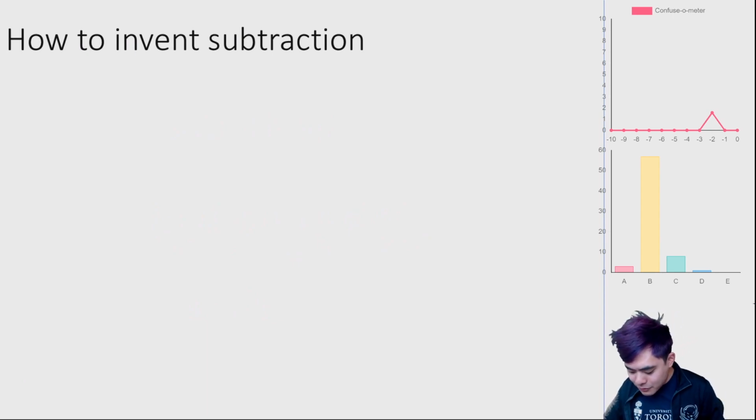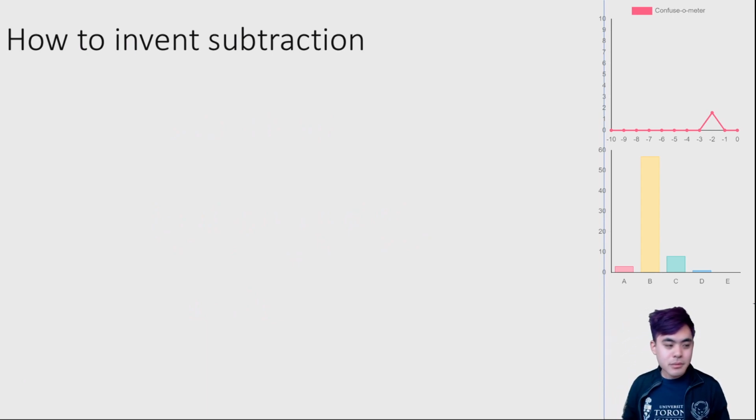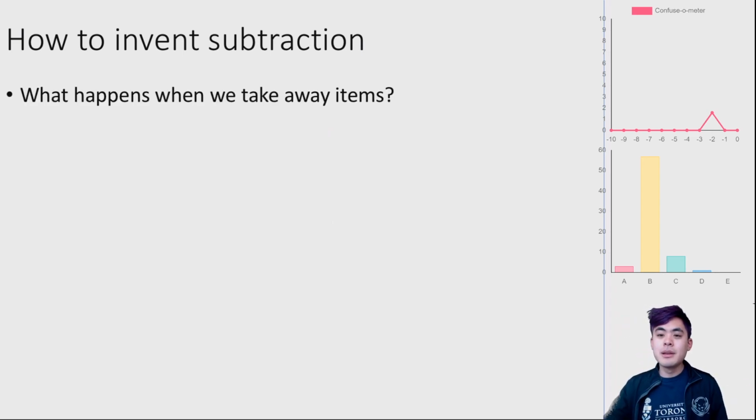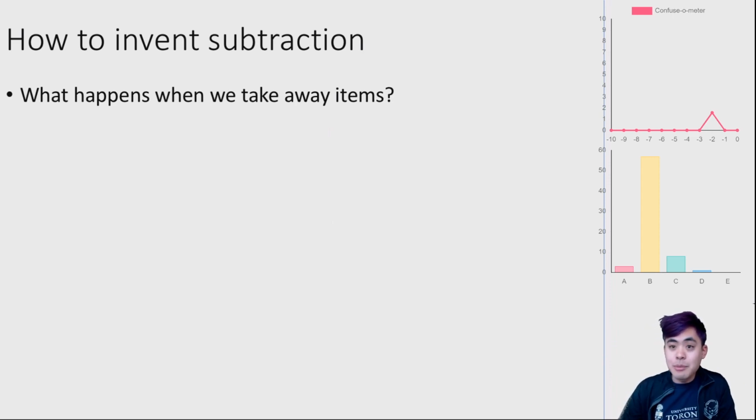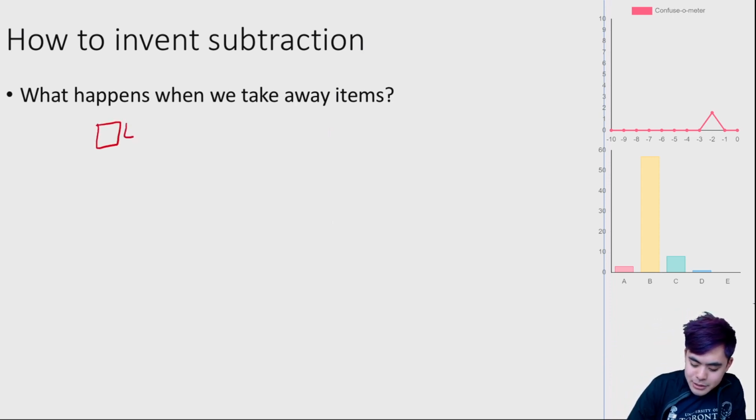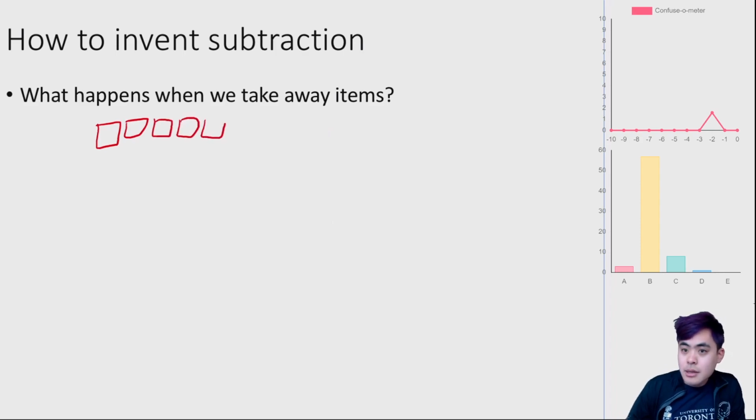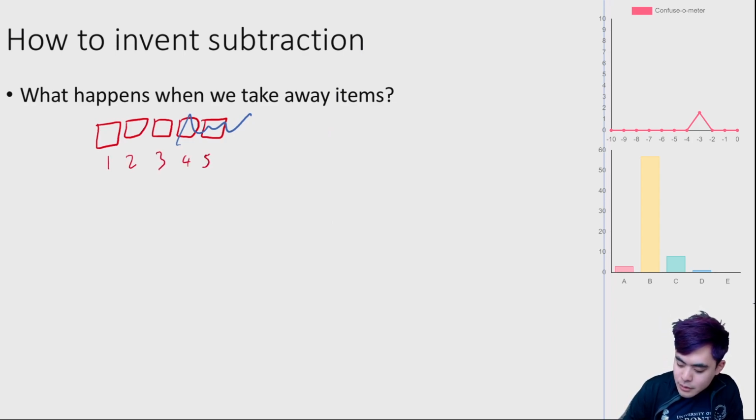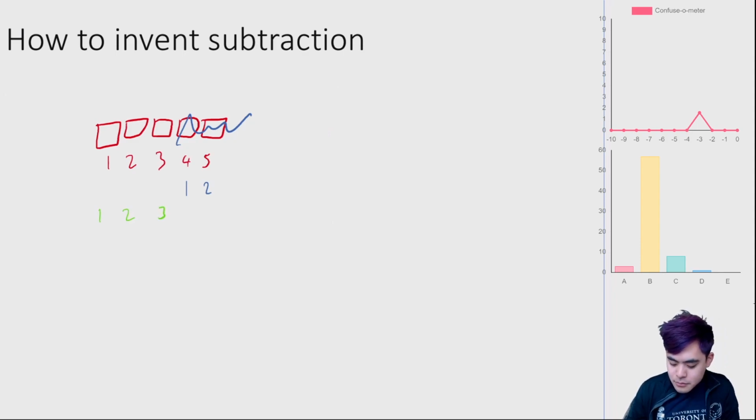Okay, so let's see if we have time enough to invent subtraction, and then we'll probably have to end for the day. So how do we invent subtraction? Addition is when you group groups of objects together. What happens when we take objects away? Let's say we have 5 boxes, and then we take away 2 of them. If you count, you count 1, 2, 3, 4, 5, and then 1, 2. If you take those away, you're left with 1, 2, 3 boxes.